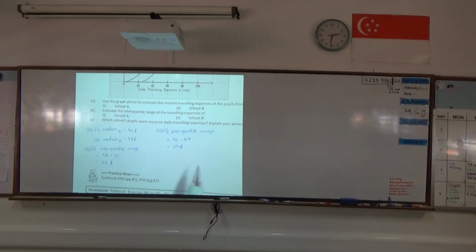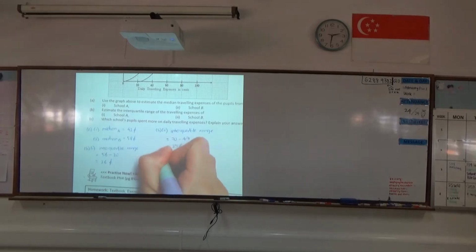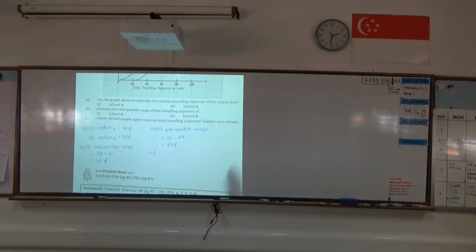Now my concern for this question will be for part C. Very commonly in this topic, in your statistics, you will be asked to compare information, compare data. So in part C, we ask which school's pupils spend more on daily traveling expenses. Explain your answer. So we need to decide what data we should refer to, and understand why we use that data.